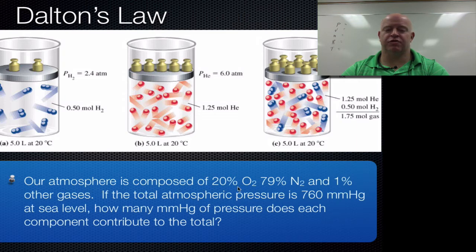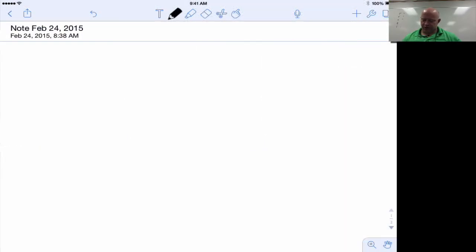Our atmosphere is composed of 20% oxygen, 79% nitrogen, and 1% other gases. If the total atmospheric pressure is 760 millimeters of mercury, how many millimeters of mercury pressure does each component contribute to the total? In this scenario, since we have percentages, we want to break them down and figure out what each individual contribution is. Don't make this harder than it is. We have a total of 760 millimeters of mercury.